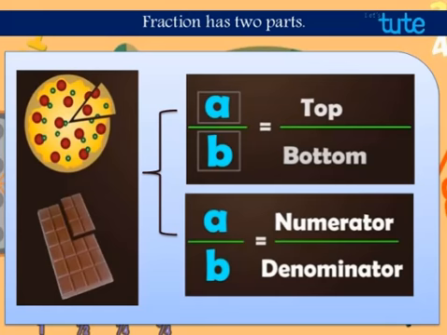Fractions have two parts. The upper one, we can call it top, and down over here the bottom one. The upper one is known as the numerator, and the bottom one is known as the denominator.